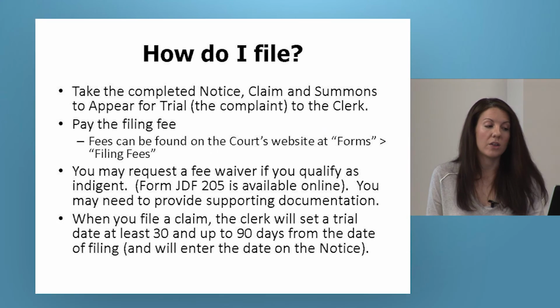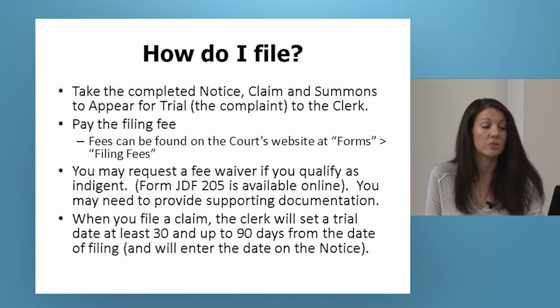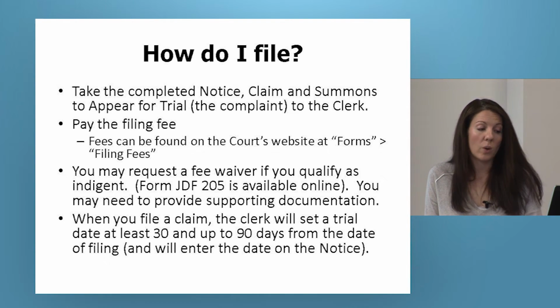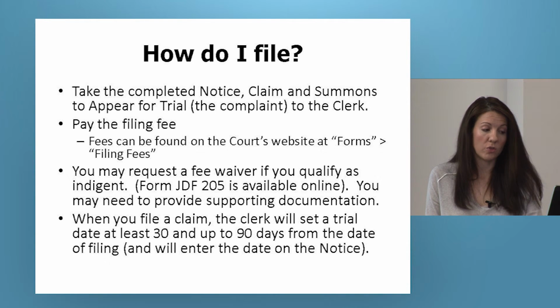So how do I file? You take the completed notice, claim, and summons to appear for trial, the complaint that we've been talking about, to the clerk. You pay the filing fee. The fees can be found on the court's website at Forms and then Filing Fees. You can request a fee waiver if you qualify as indigent. There's a form for that as well, which is also available online. That's Form JDF 205. And you should note that you may need to provide supporting documentation for that.